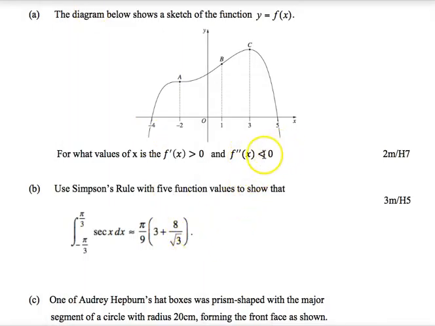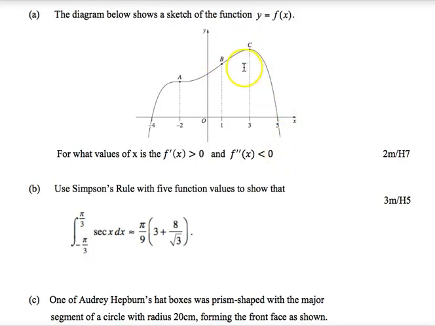And where is the second derivative less than 0? Second derivative is about concavity. Second derivative less than 0 means concave down. Clearly the curve is concave down for x less than negative 2, not or equal to. Second derivative equals 0 at x equals negative 2 because you've actually got an inflection. So second derivative is less than 0 for x less than negative 2.